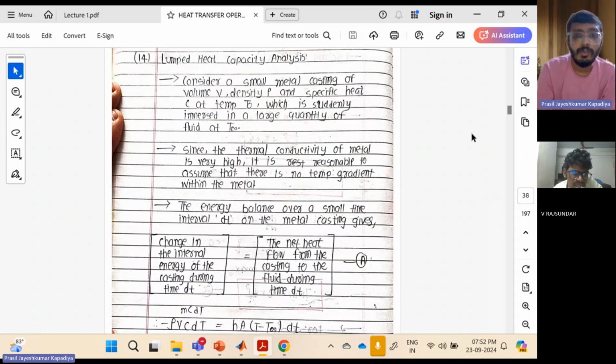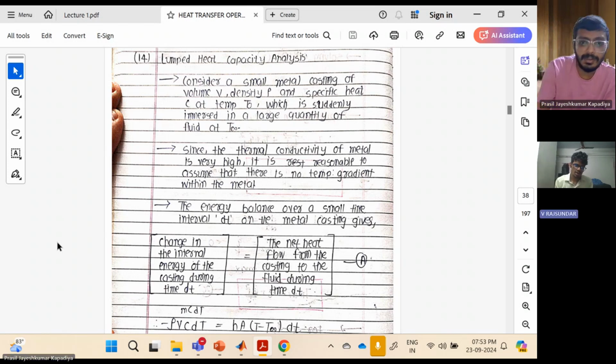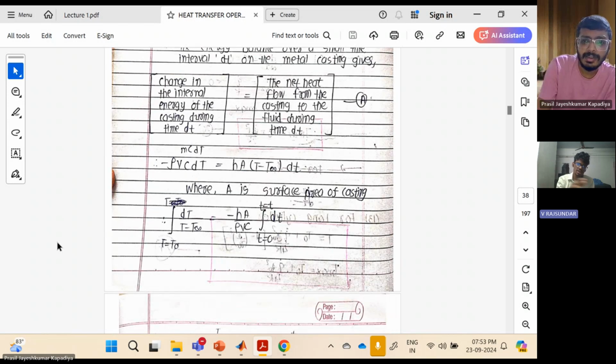So this is the case when we consider a small metal of volume V, density rho, and specific heat C at some temperature, and we suddenly immerse it in some large quantity of fluid at some temperature T infinity. The thermal conductivity of the metal is very, very high, so we assume that there is no temperature gradient inside the rod. The temperature of the object will increase or decrease according to T infinity.